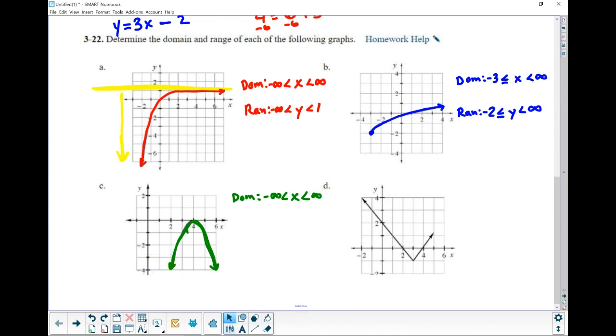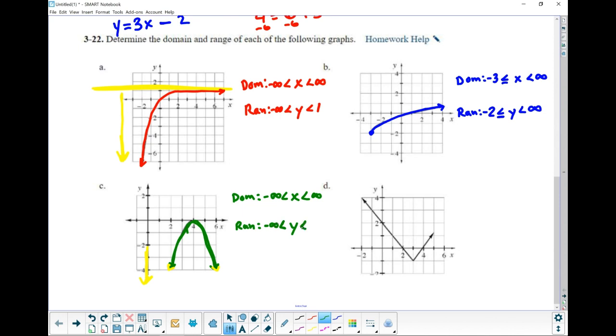Okay. And then in terms of how far down does it go, it's going to keep going down. So on the y, it's going to keep going all the way down, which means that your range is going to be all y's for which it's greater than negative infinity, because it's going to go all the way to negative infinity.